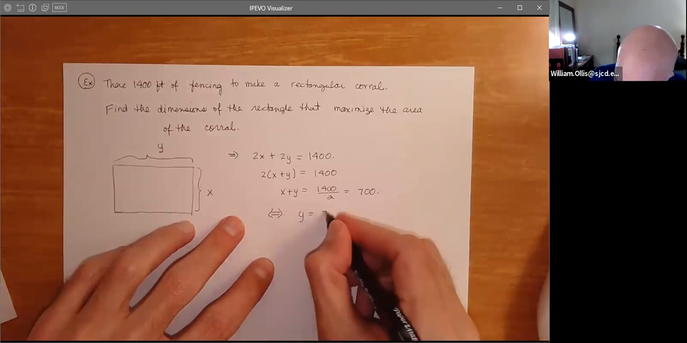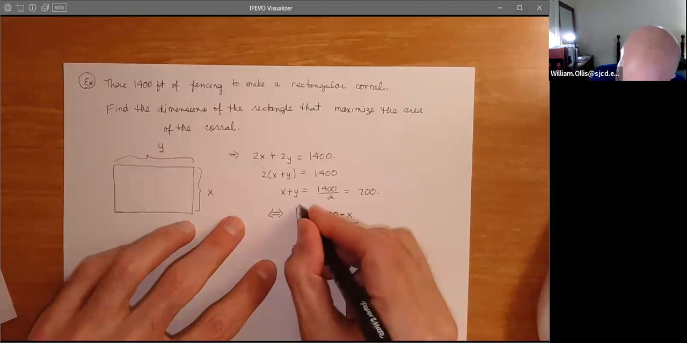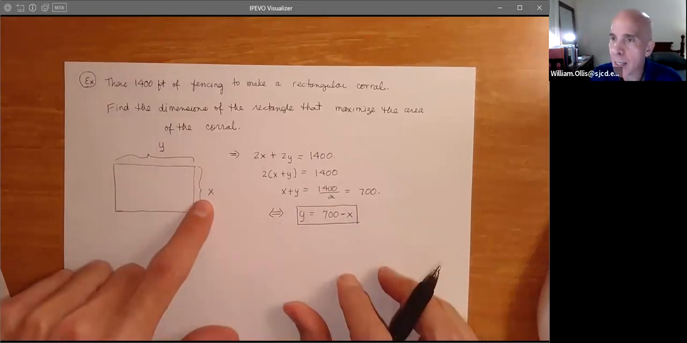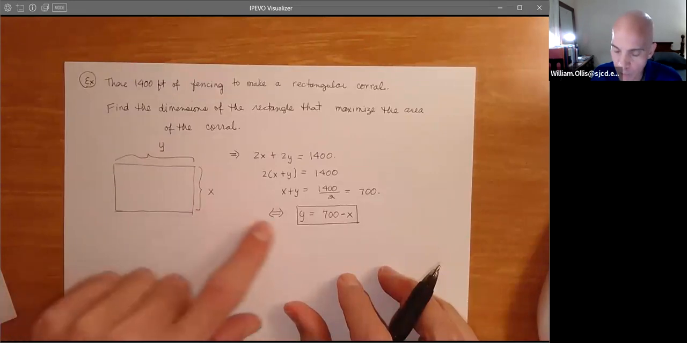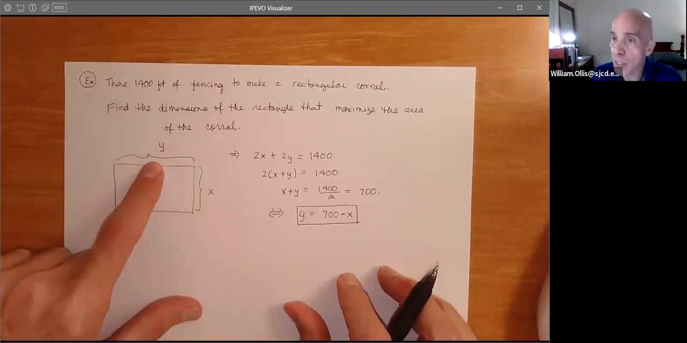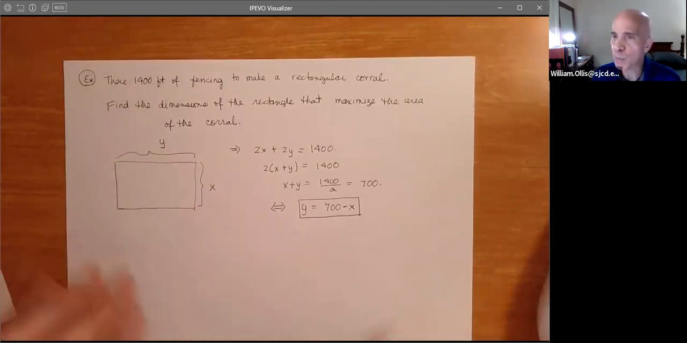Y equals 700 minus x. So now it's like, okay, we have x as the dimension here, and then of course y, if we have this much fencing, will be the dimension here. And you're thinking, how simple is this? Professor Ron, we love these problems. They're so easy.